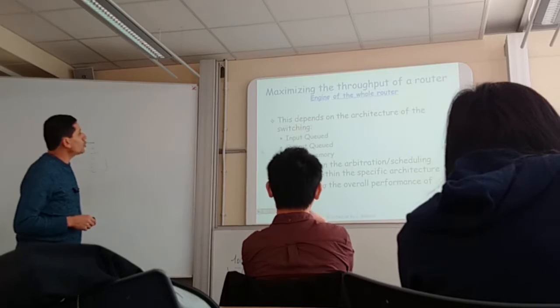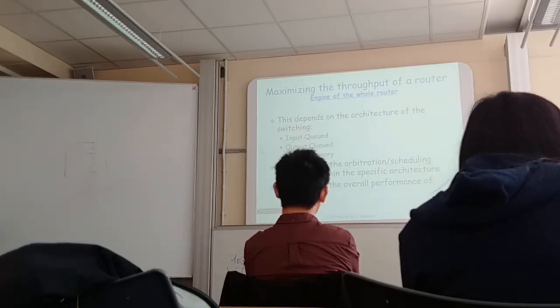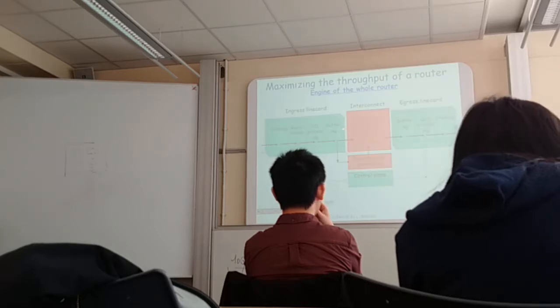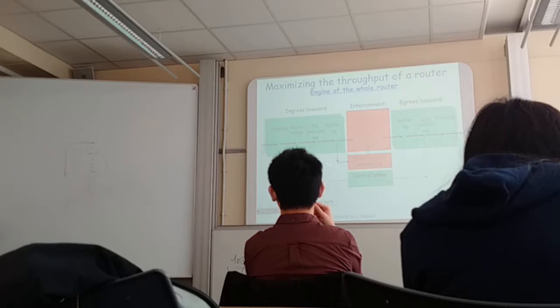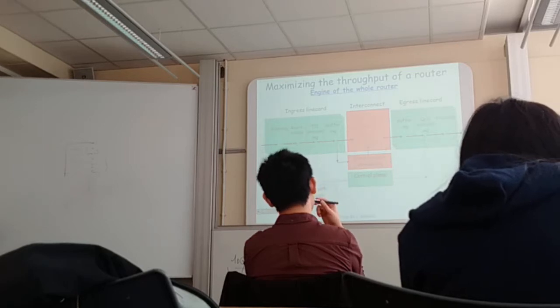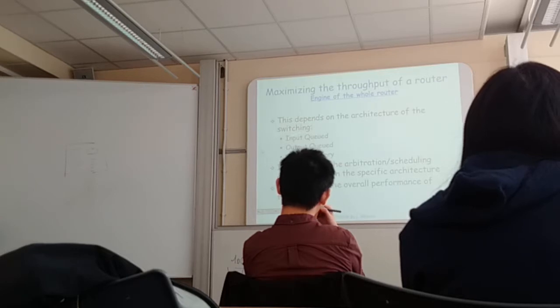Here it says, in order to maximize the throughput of your router, it would depend on the architecture of the switching. Pretty much, it refers to the buffering and the interconnect. This is the switching part. Okay, where do you place your buffer? It would depend on that architecture.